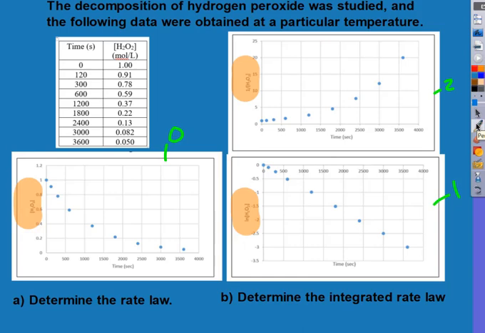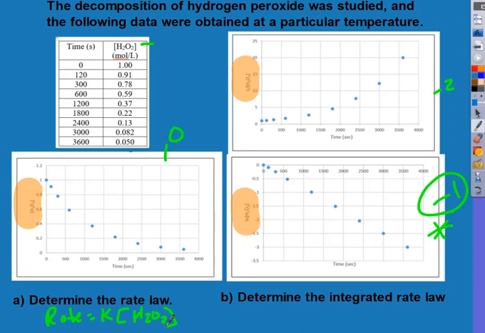So we look, and the only one that's straight is this graph, which tells me that the order must be first order. So my rate law, I'm going to write rate equals K, and then my substance is H2O2, and it's to the first order. So I can leave it or put a 1 there.